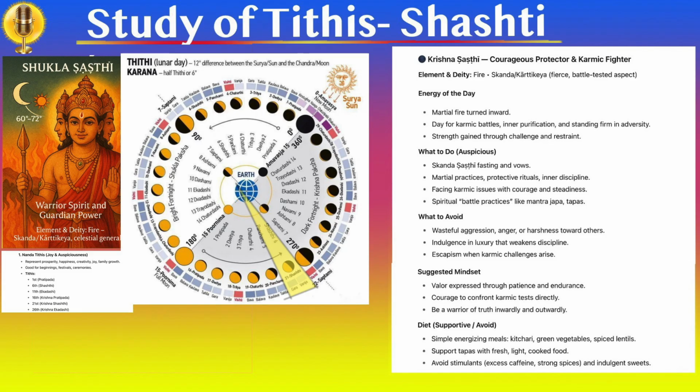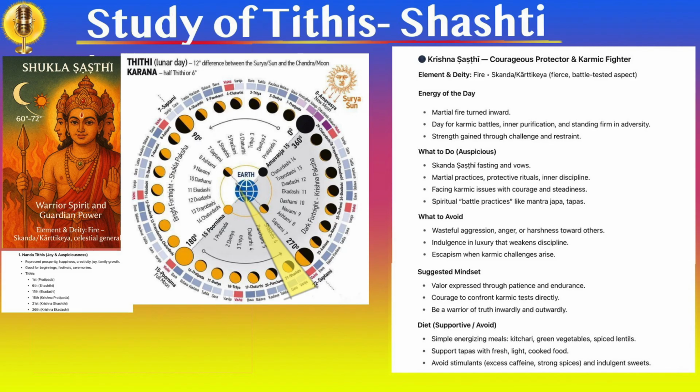Suggested mindset: valor expressed through patience and endurance. Courage to confront karmic tests. Again, it's time to go inward. Agni is where the seeds of your Akashic karma are burnt. This is the depiction of how karma is got rid of. So this is a good day to examine the shadow parts of yourself. Courage to confront karmic tests. Be a warrior of truth, inwardly and outwardly.